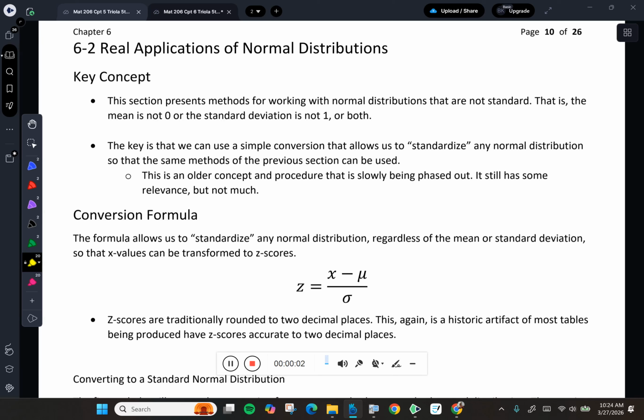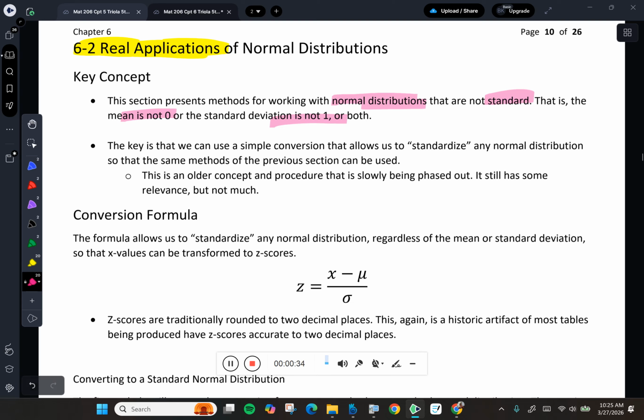All right, so welcome back for section 6.2. This is going to be pretty quick because we basically covered all the major ideas in section 6.1. This is just going to be a section where we're going to talk specifically about normal distributions that aren't standard. The mean is not 0. The standard deviation is not 1. Things are changing. We are going to touch on something that used to be really, really important and isn't as important anymore, but sometimes we still do it, so we got to cover it.